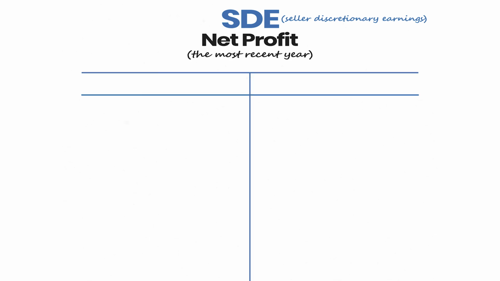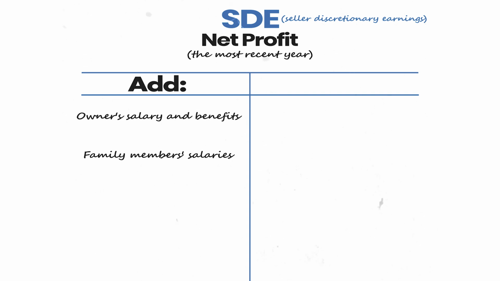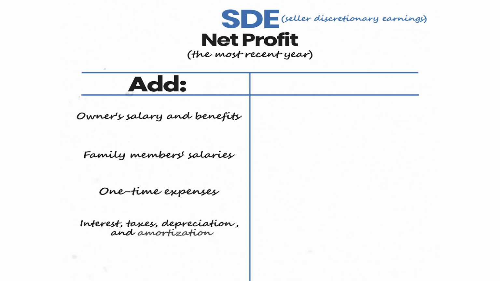Now, let's find out the SDE, or seller's discretionary earnings. Start with the net profit of the most recent year. Then, what you want to do is make the following adjustments. You want to add in owner's salary and benefits, family members' salaries, one-time expenses, interest, taxes, depreciation, and amortization.